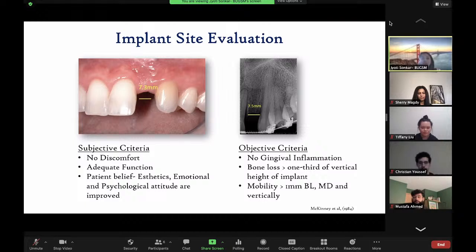You also want to plan that when you place the dental implant in that site, patients are able to eat and chew with it. They're able to speak with it. It doesn't affect their speech or their mastication abilities. And at the same time, that missing tooth, when you're replacing it with dental implants, they're able to satisfy the patient's aesthetic requirements, emotional and psychological attitudes. It's not something like you just put a dental implant and the patient is not happy because of any of the reasons that I just mentioned. So you wanna make sure that the subjective criteria are fulfilled.